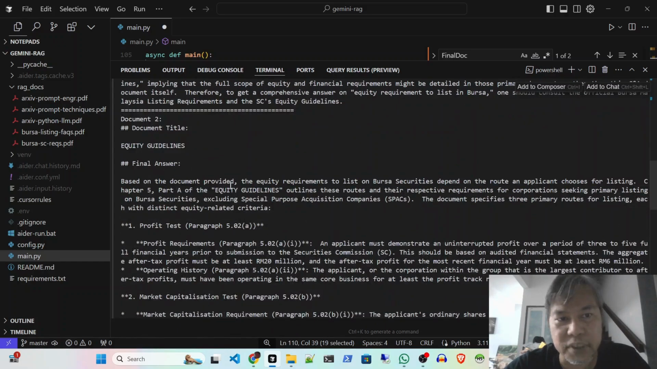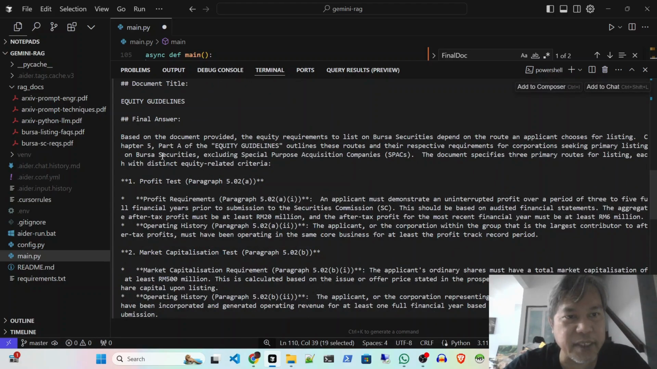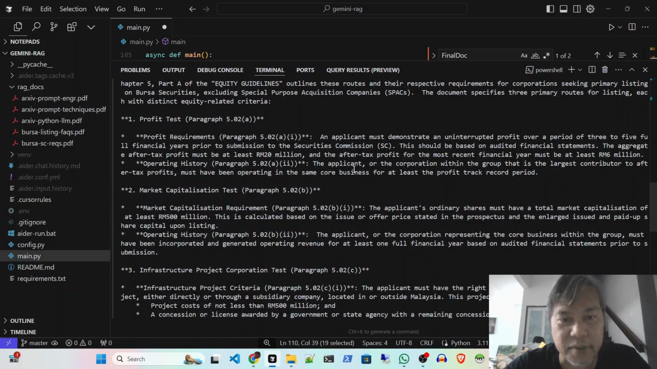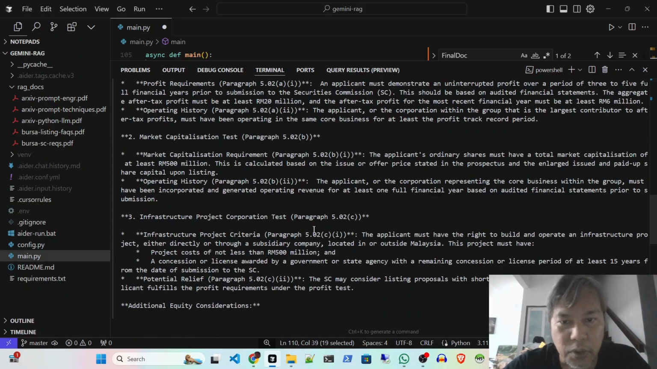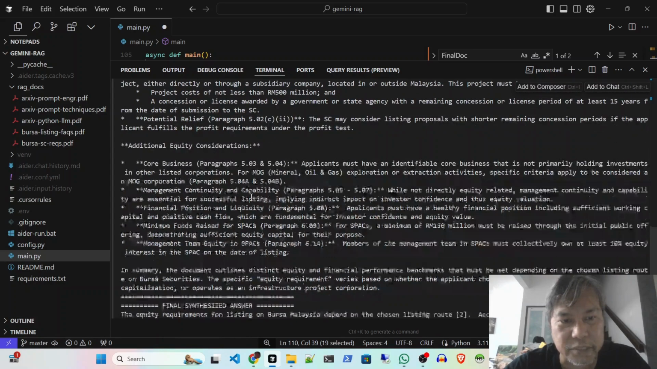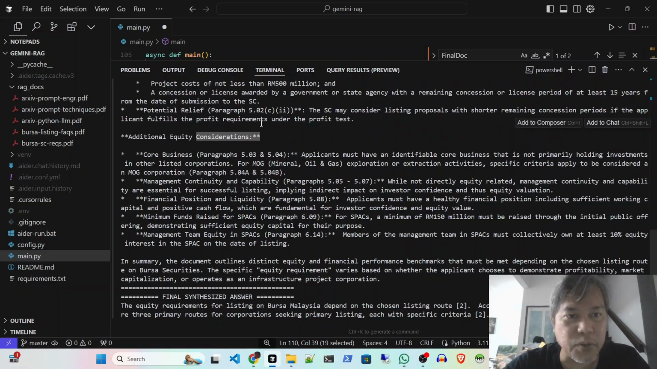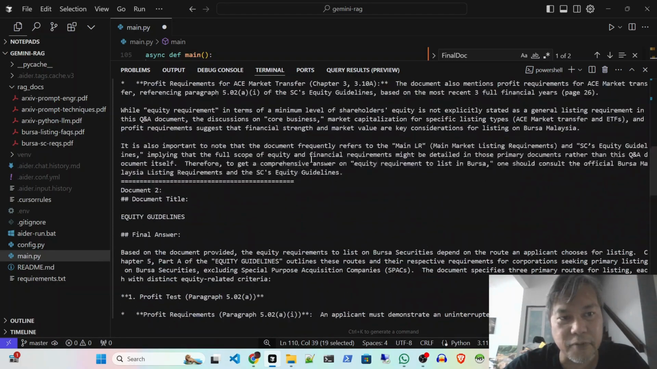And the second document, same query. This document is entitled Equity Guideline. This one is a Bursa Securities Commission guideline. This one is more specific. So it says that it depends on the route. So basically, there's an option to answer. If in chapter 5 part A it says something, and then some other paragraph also says something else. So this one is paragraph 5.02, A and B, and there is also additional equity consideration. So other information.